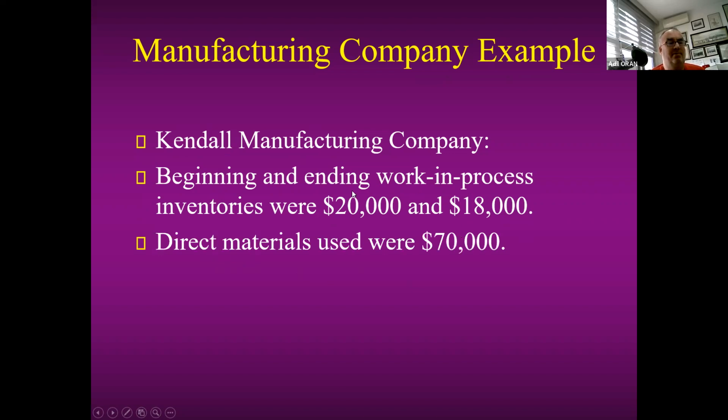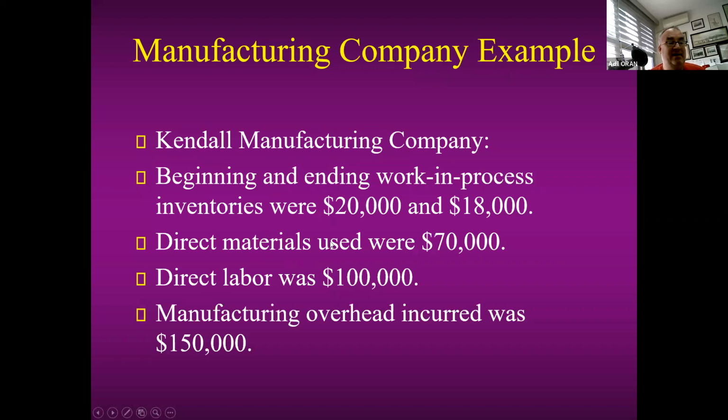So in addition to work in process, $20,000 that we had at the beginning of the year, we used $70,000 worth of direct materials. So when you use the direct materials, it is removed from the inventory account of raw materials, and it is transferred into work in process. And then in addition to direct materials, we also had direct labor of the employees working on the production line, $100,000. So this also is added into work in process.